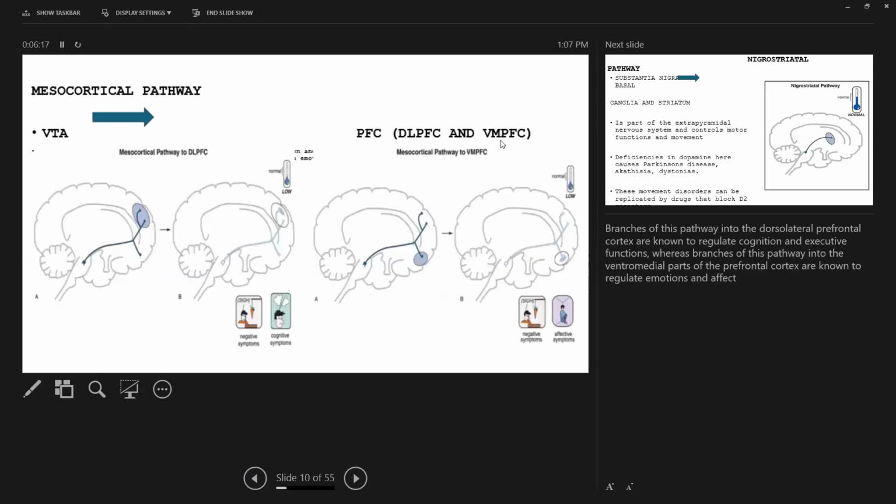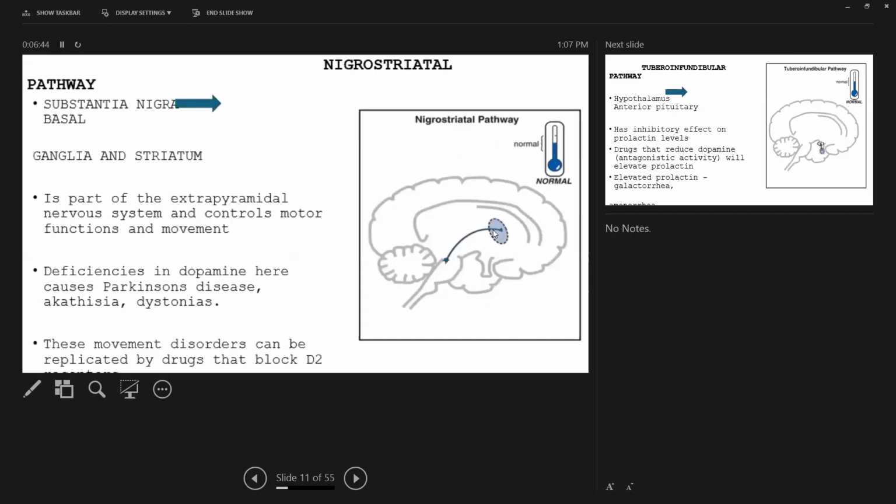And the mesocortical pathway starts from the ventral tegmental area, and it goes to the prefrontal cortex, that is the dorsolateral prefrontal cortex and ventromedial prefrontal cortex. The dorsolateral prefrontal cortex regulates cognition and executive function, whereas the ventromedial prefrontal cortex regulates emotions and affect.